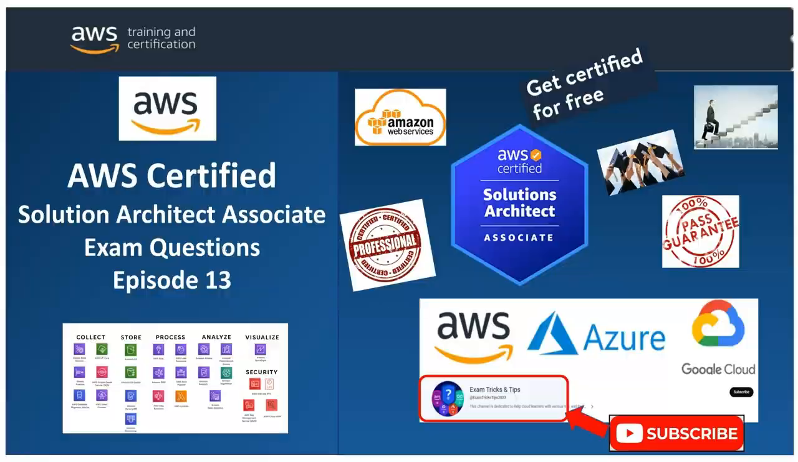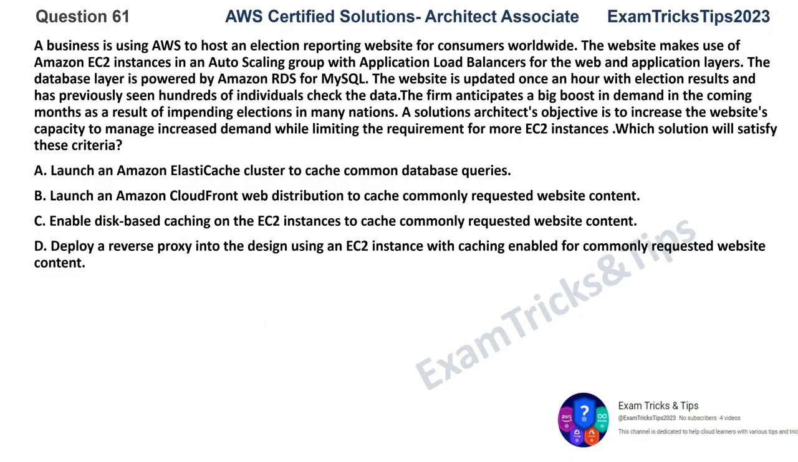Let's get started. Question number 61. A business is using AWS to host an election reporting website for consumers worldwide. The website makes use of Amazon EC2 instances in an auto-scaling group with application load balancers for the web and application layers. The database layer is powered by Amazon RDS for MySQL.